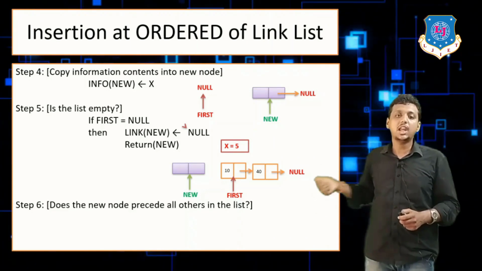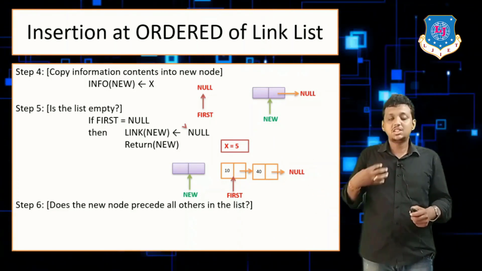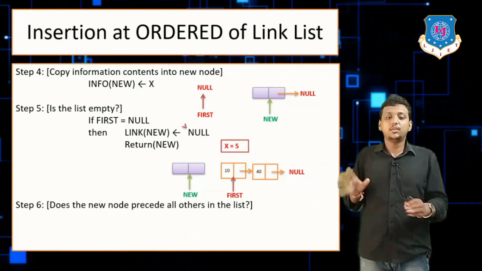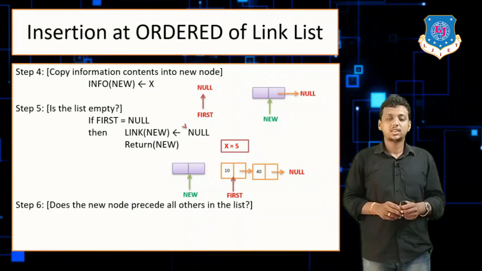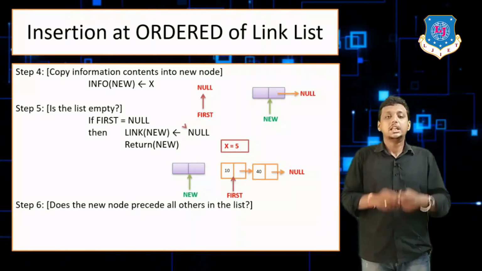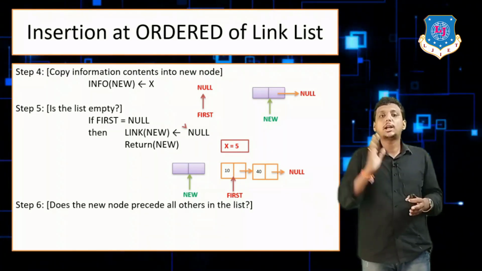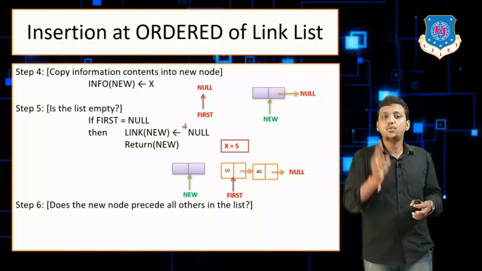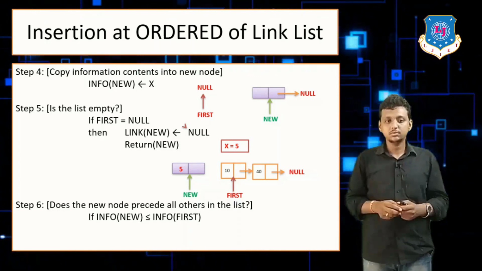So here the data we have is x equal to 5. The info is 5, which we want to insert in the new node. Fine, that's okay. But what do we have in the first node? In the first node we have 10. That means 5 is lesser than 10, which means it precedes all the nodes of the linked list. So what we need to compare is: info of new is less than info of first.